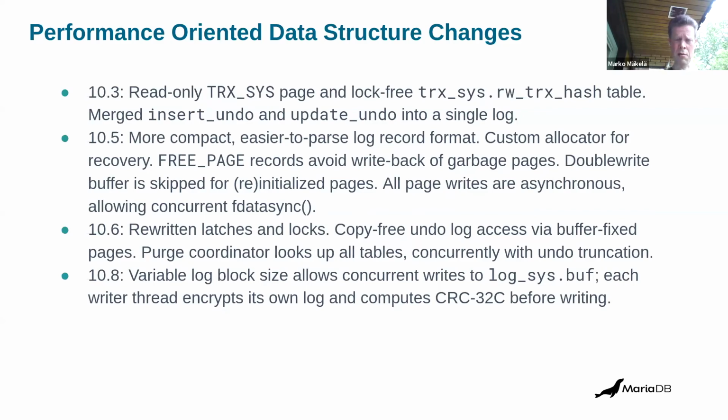In 10.6, the latches and transactional logs were rewritten. And then there is an optimization that we can access the undo log records directly in the buffer pool via buffer fixed pages. We don't copy them to heap anymore. The purge coordinator task is looking up all the pages for the purge workers. And this can run concurrently with undo log truncation. So we have a much faster processing of records with fewer conflicts between the purge threads.